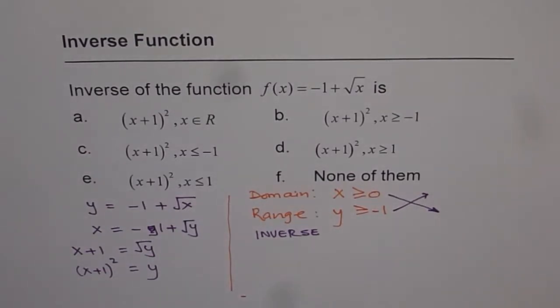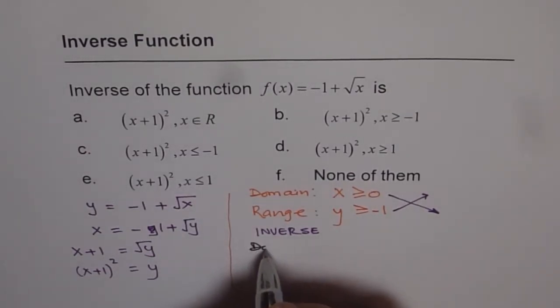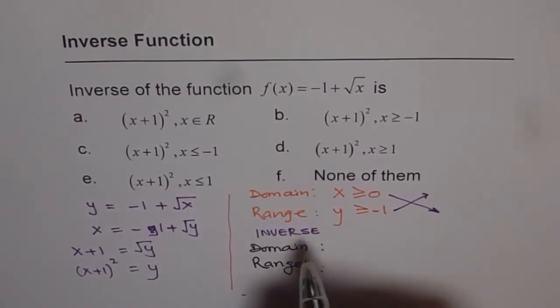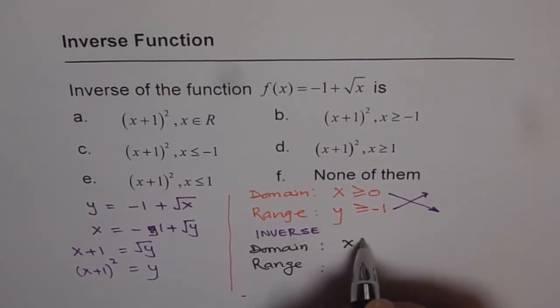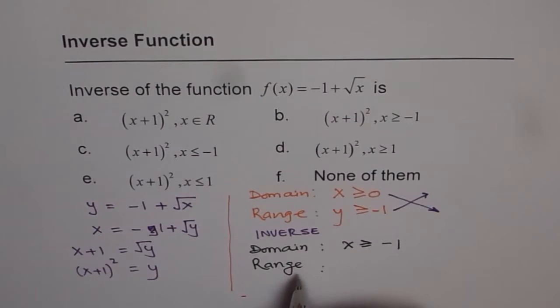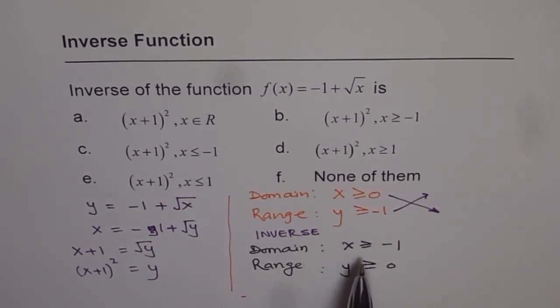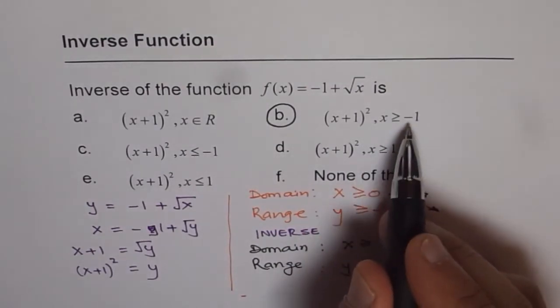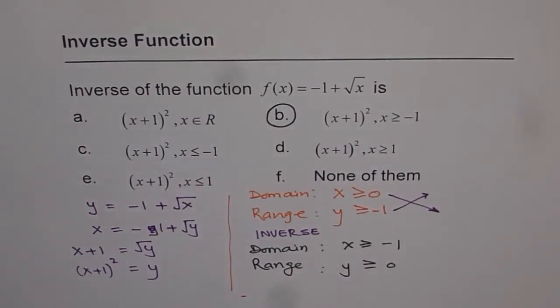So for the inverse function, what is going to be the domain and range? It will swap, right? So the domain becomes this part, that is x is greater than or equal to minus 1. And the range becomes the other part, this swap, y is greater than or equal to 0. So that is the inverse of our function. That is a restriction on the function, okay? So which one matches? X greater than or equal to minus 1. So amongst all of these, part B is x greater than or equal to minus 1. And therefore, that is our answer.